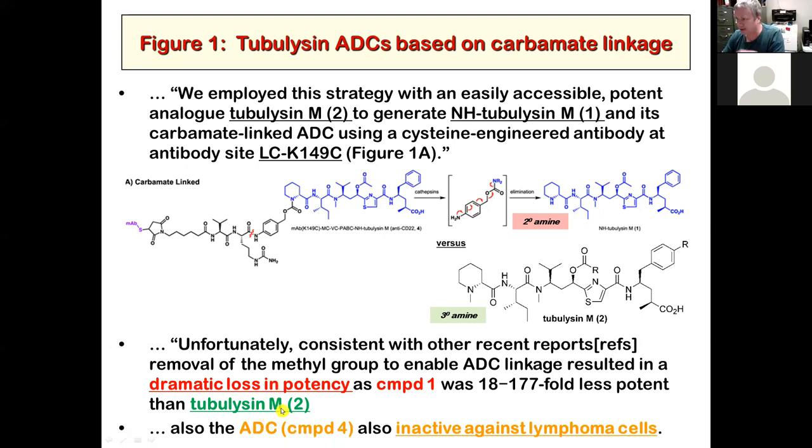This is another interesting point. The actual conjugate, so not only does that, referring to the tubulysins, it's also saying ADC compound number four, which is this, the full conjugate, was also inactive against lymphoma cells. So basically, in vitro, it's bad. In vivo, it's bad in a cellular environment. So looks like this is a pretty dead strategy up top. So that's like, well, what are they going to do next? Maybe figure out an ADC strategy that uses the tertiary amine, right?